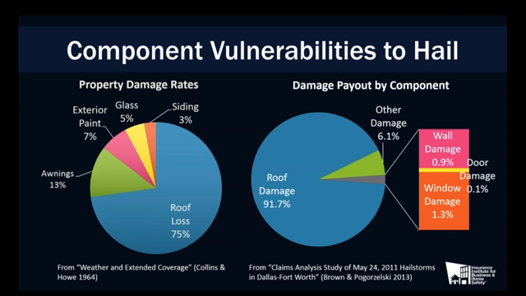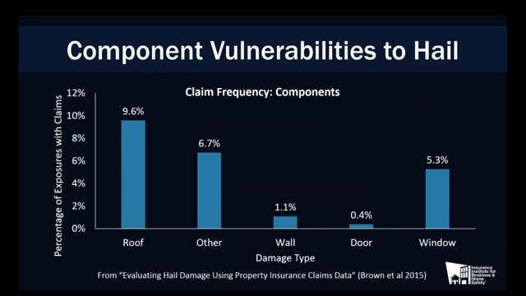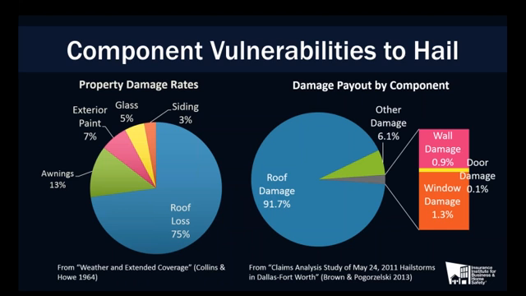And then we also did a similar kind of analysis in a claim study that we published not too long ago. And you can see that overwhelmingly in both cases the roof damage is the largest driver of losses. If we take a look at that a little bit more, in this pie graph we're looking at the damage payout by component.